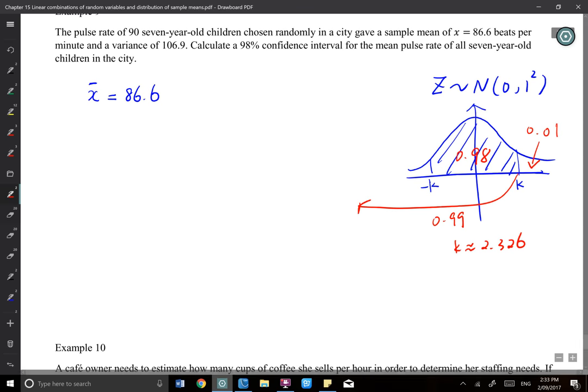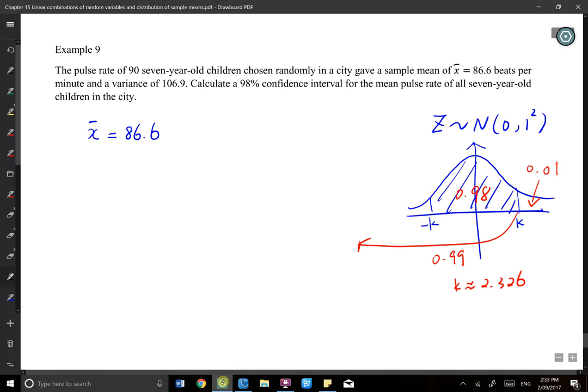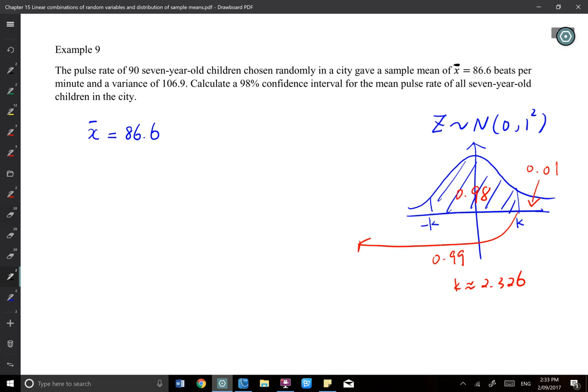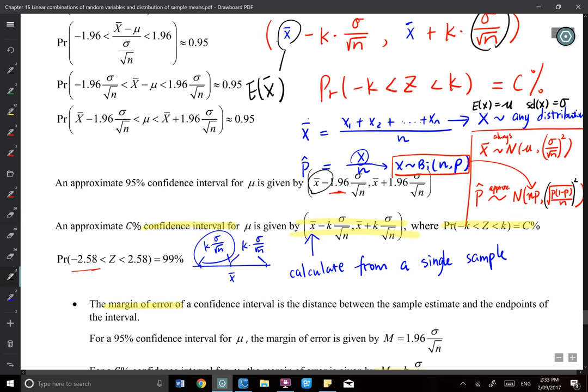Okay, that's K. So, oh, sorry, I forgot to type the bar. Okay, there's a bar. Not very important. So from one sample, it tells us that the sample mean is 86.6. That's X bar, exactly this X bar here.